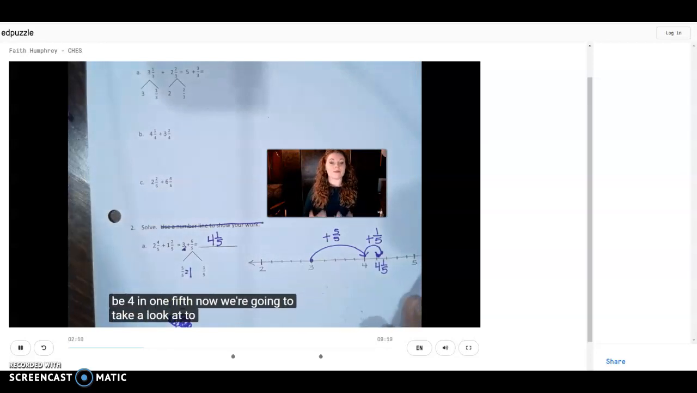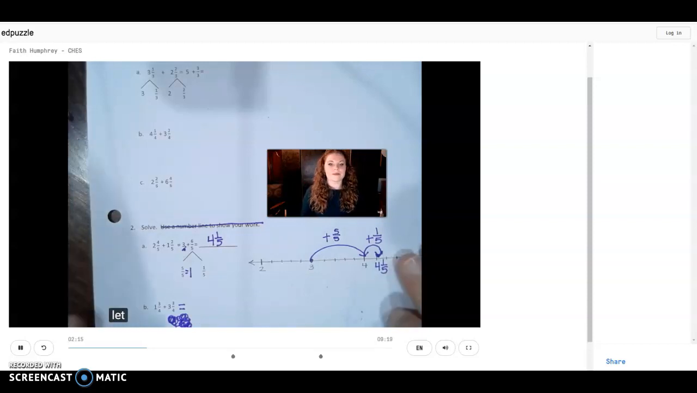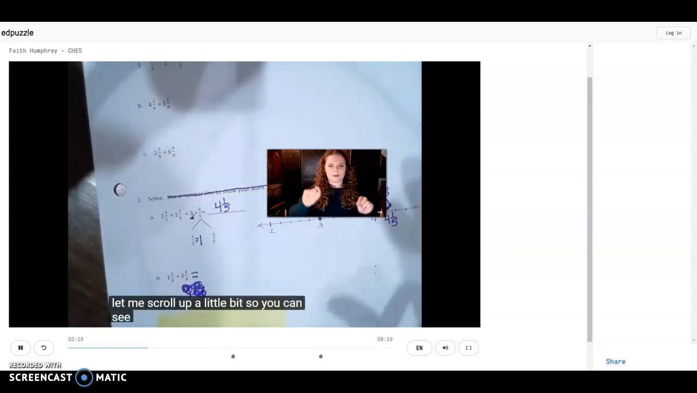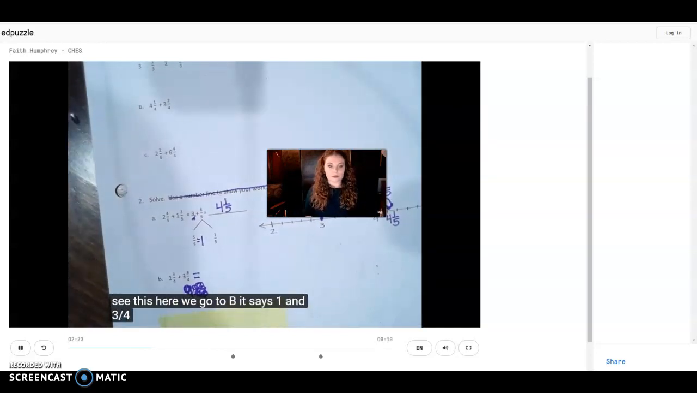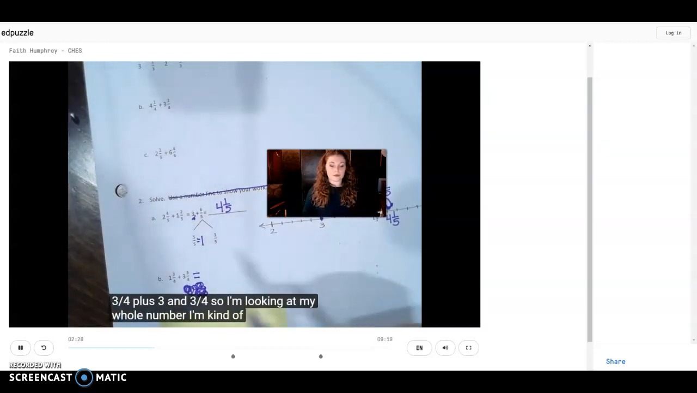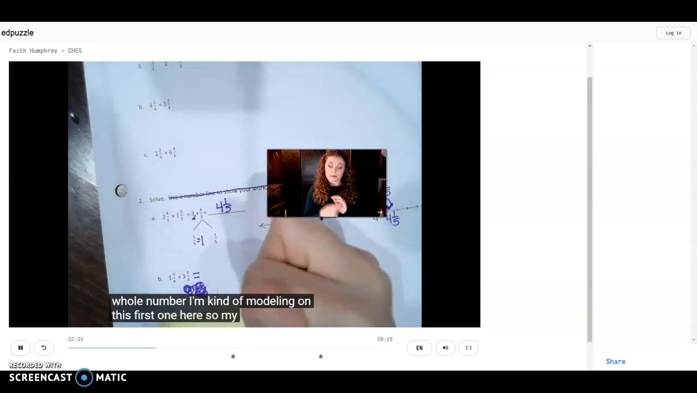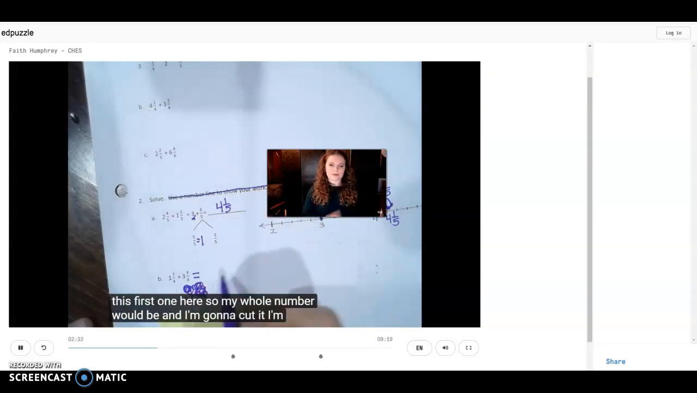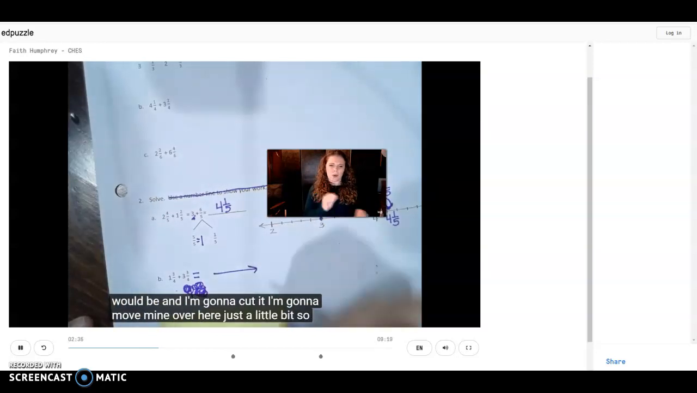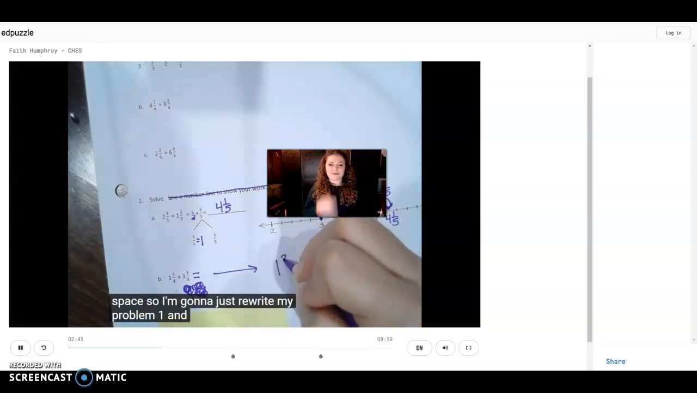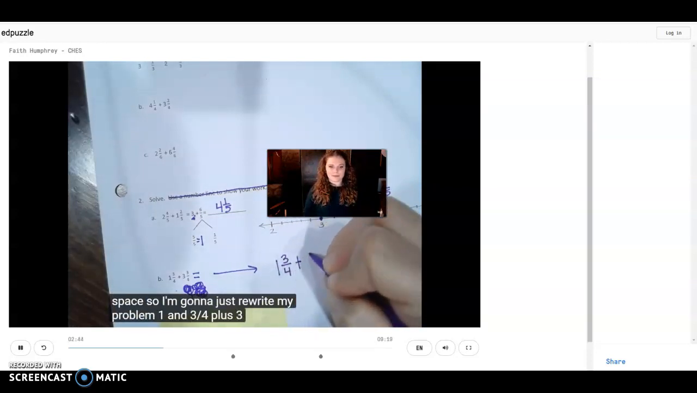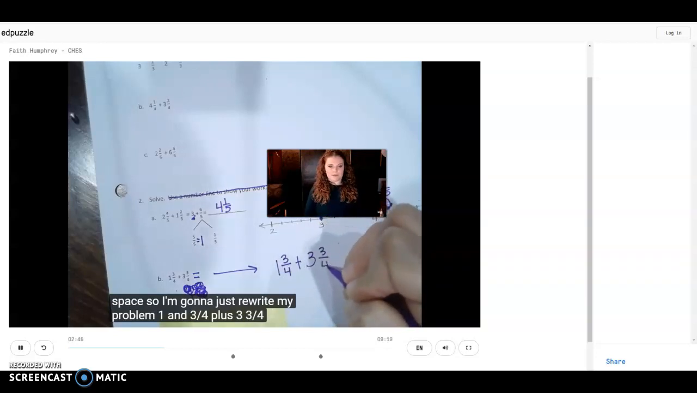Now we're going to take a look at 2B. Let me scroll up a little bit so you can see this. Here we go. 2B, it says 1 3/4 plus 3 3/4. So I'm looking at my whole number. I'm kind of modeling on this first one here. So I'm going to move mine over here just a little bit so it's easier for me to write with that space. So I'm going to just rewrite my problem. 1 3/4 plus 3 3/4.